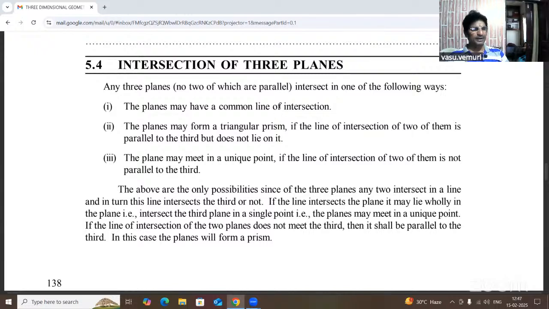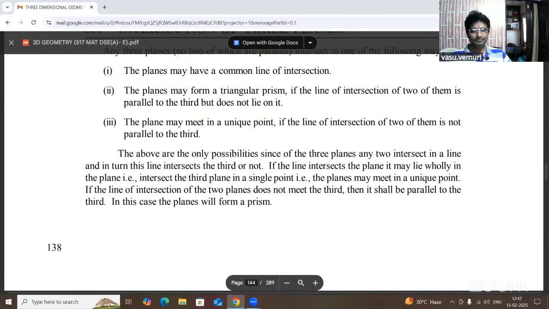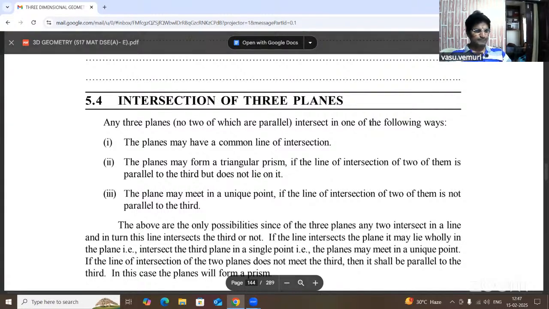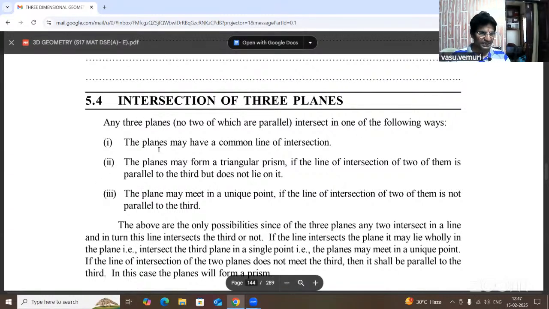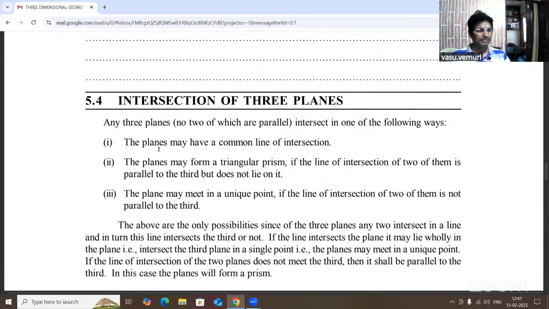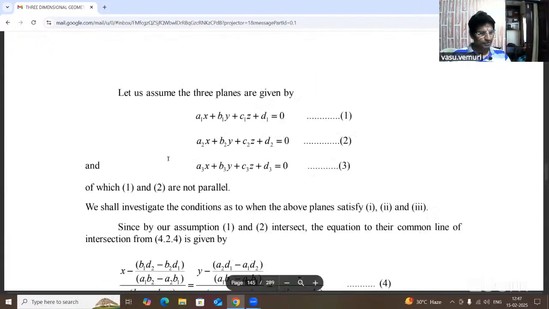A very simple and interesting problem. Unique point means the line of intersection of two of them is not parallel to the third one. So these three results explain the theory question: explain the conditions of intersection of three planes. You must present the first condition, second condition, and third condition. The planes may have a common line of intersection. Second, the planes may form a triangular prism. Third, the planes may meet in a unique point. There are three possibilities here.